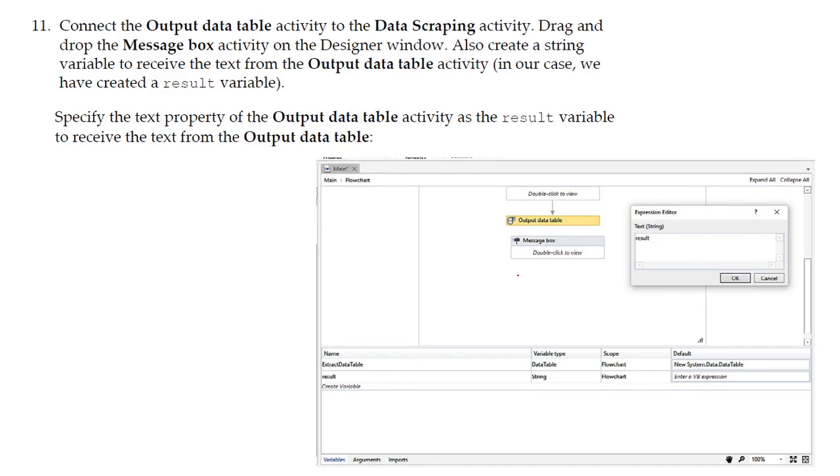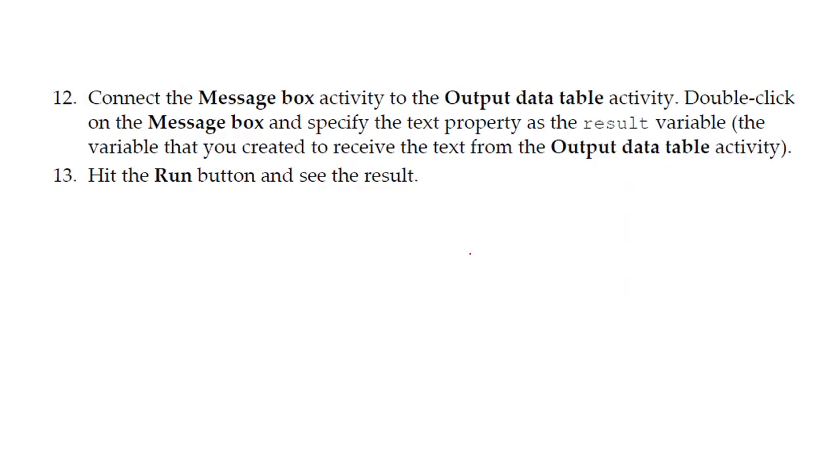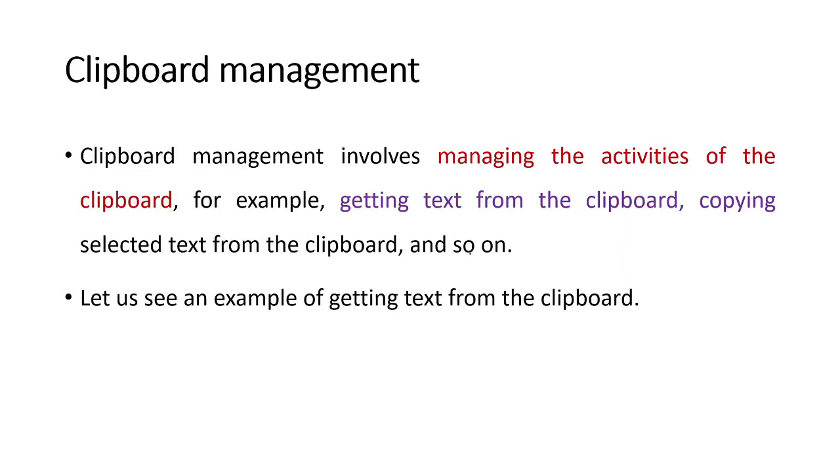Finally, what we did in the previous example is we extracted the data to a data table and we converted the whole content of the data table to a string, with the help of an activity called output data table. And finally we displayed that string using the message box, correct? So this is what we did in the last class.